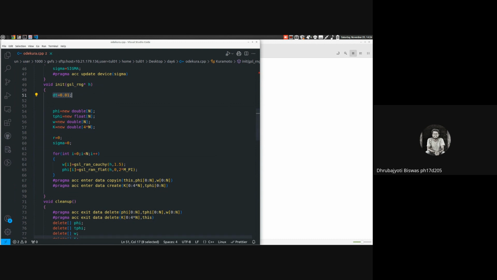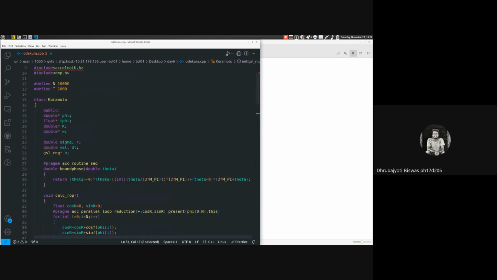And what I have done is I have some data members: phi, which stores the value of each phase. This is an array. The t phi is a temporary array which is needed for this computation. Omega I have stored as W here as the natural frequency, and K here is not the coupling strength, but K1, K2, K3 and K4. I will come to that. And there are some other variables also needed. The coupling strength here is sigma, which I had written just as capital K in my slide, and R is the order parameter.